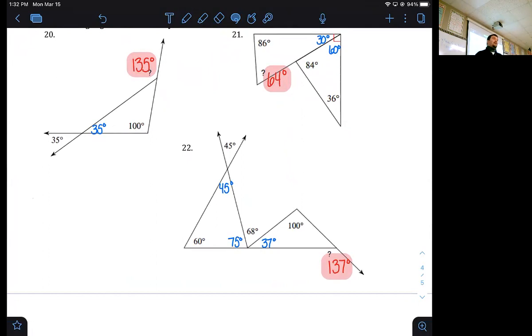They're not supplementary, though. Why? Because there's no right angle. How many angles can be supplementary, Uche? 2. Yeah, and there's 3. So you just say they would add to 180. That's all we can say about it.